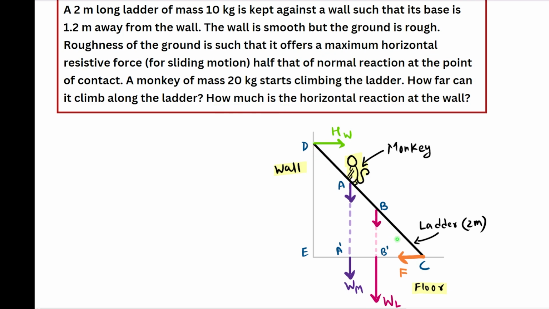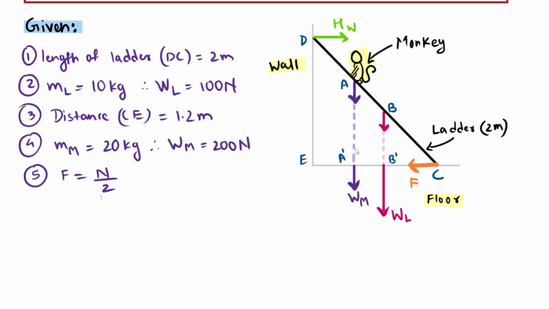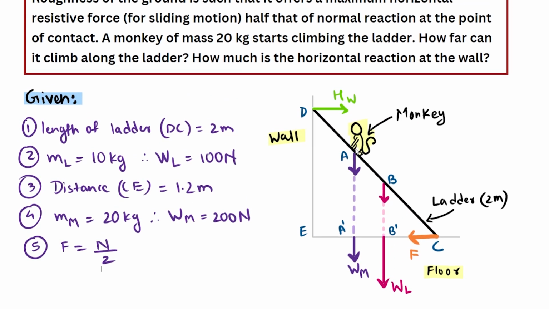So as I said, the ladder is resting on the wall at point D. So at this point, this wall might exert a horizontal reaction HW on this ladder, and that horizontal reaction is also what we are supposed to calculate. So we are supposed to calculate a distance which is AC from the diagram, and then we are supposed to calculate the value of a force which is HW from the diagram. Now let us see what sort of given data has been given to us to calculate these two values.